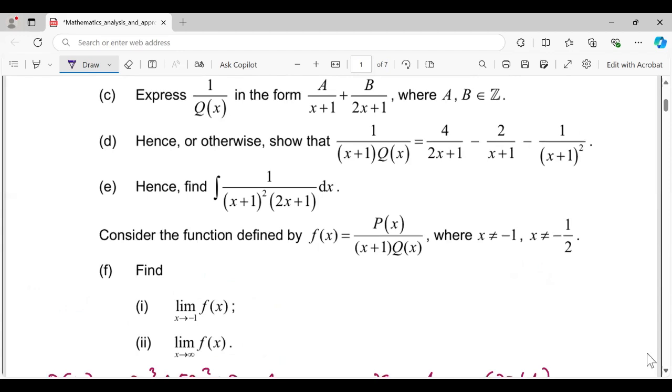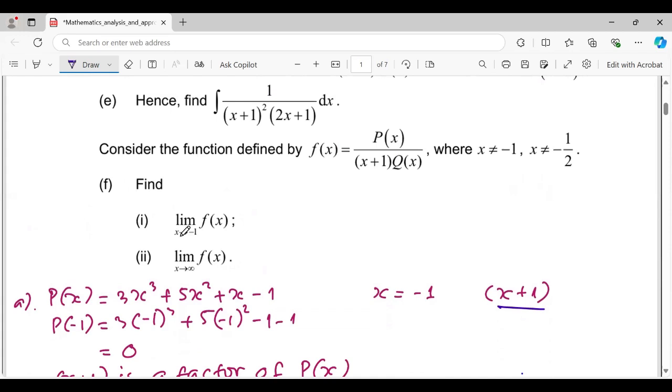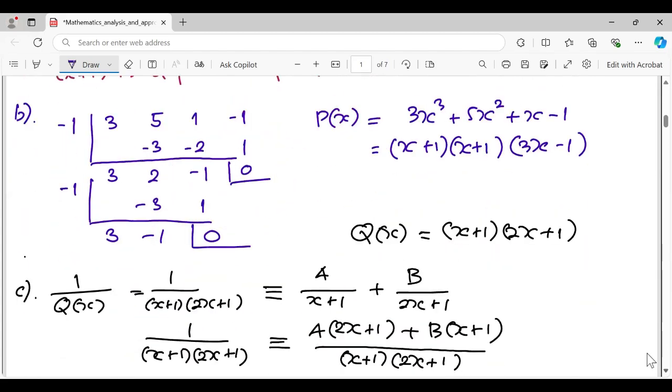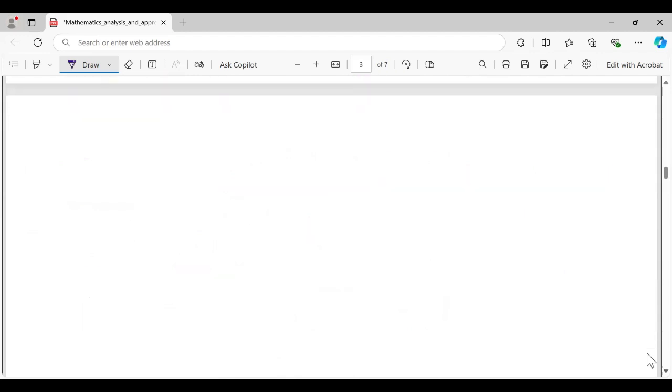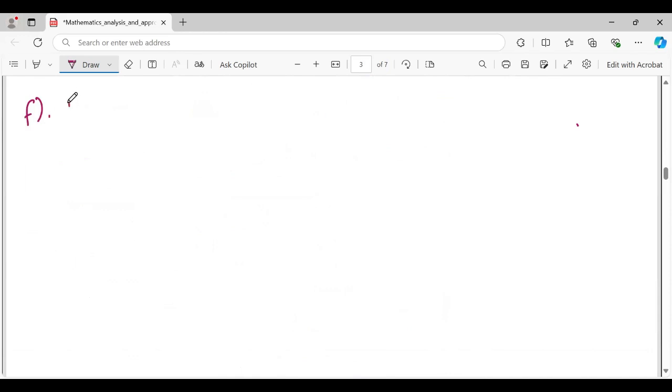Next, part f. Find the limit as x approaches minus 1 of f(x), and the limit as x approaches infinity of f(x). Okay, this f(x) equals p(x) over (x plus 1) q(x), where p(x) equals 3x cubed plus 5x squared plus x minus 1.